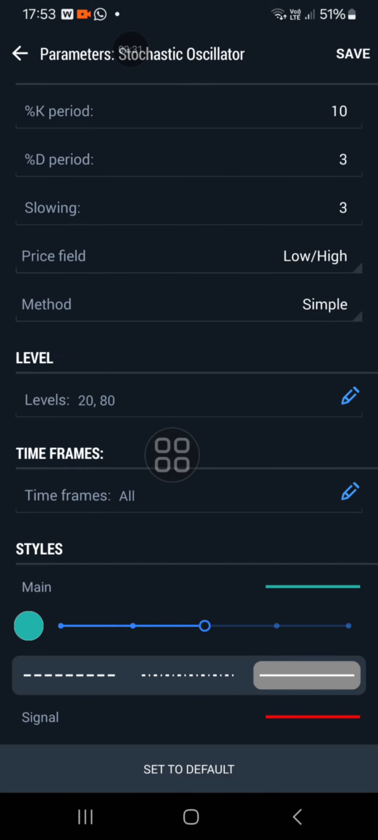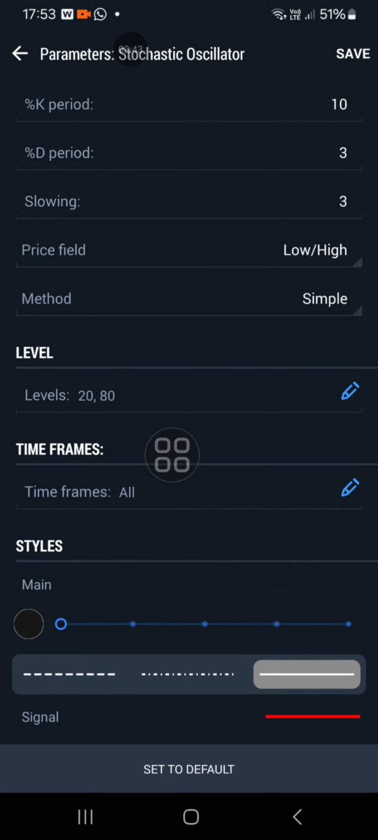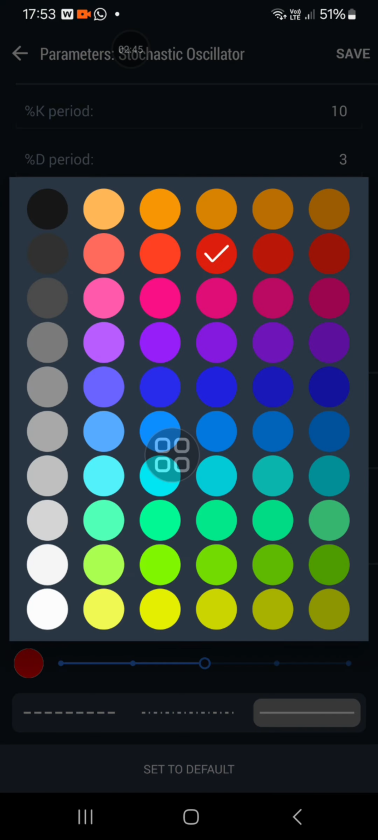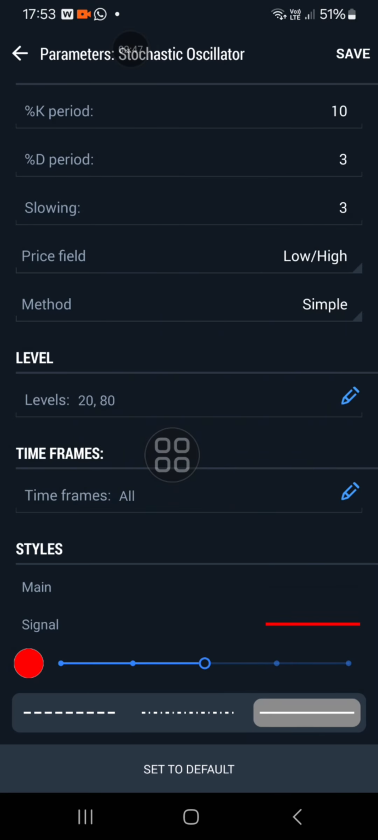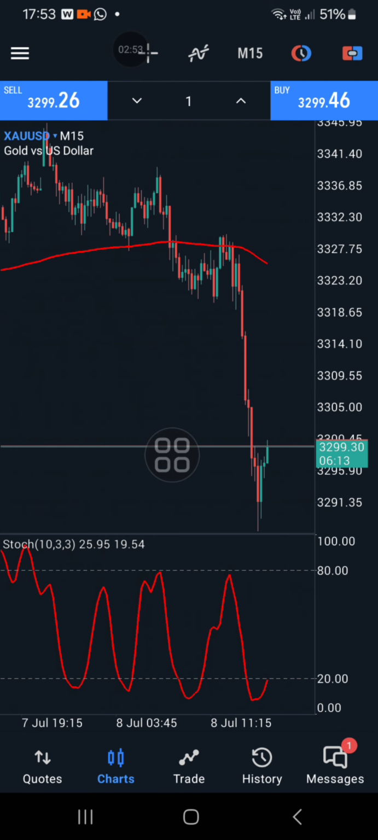Then on the styles, we're going to make a little bit of changes. We are more interested in seeing the signal line. So what we'll do is this: the main line, we're going to change the color and give it the color of our background. Then we're going to go on the signal. On the signal, we're going to make use of the color red, and we'll make it a little bit visible. Then if you are done, your chart should look like this.